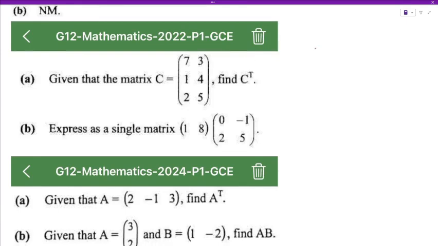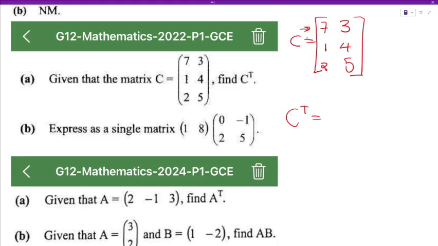So what is our original matrix? We write down our original matrix, which is this one. We have 7, 1, 2, and then we have 3, 4, and 5. So what is going to be our C transpose? We said your rows become columns, right? So the first row is 7 3, meaning it's going to become your first column. So the first column will be 7 3.